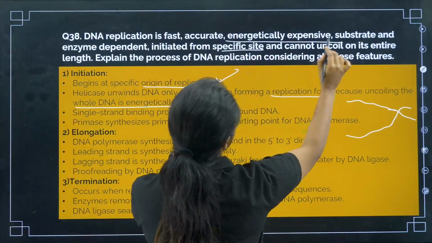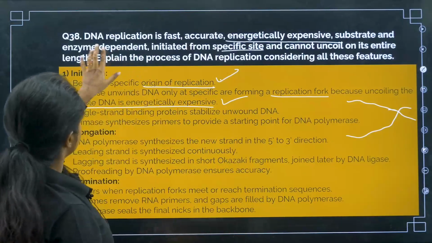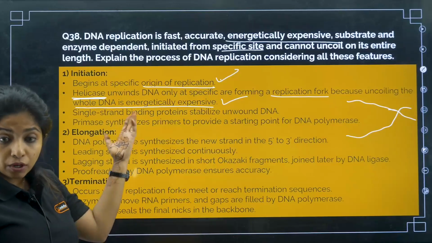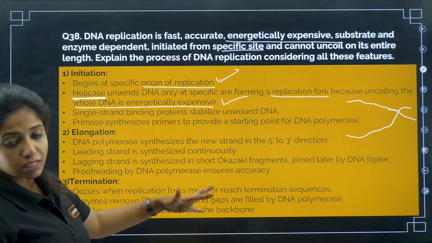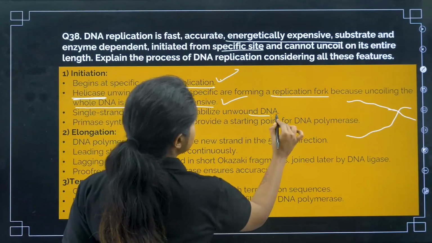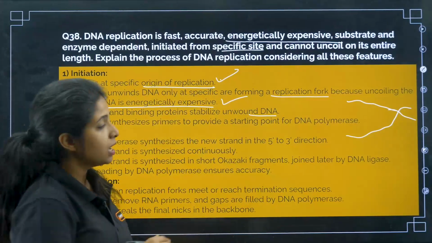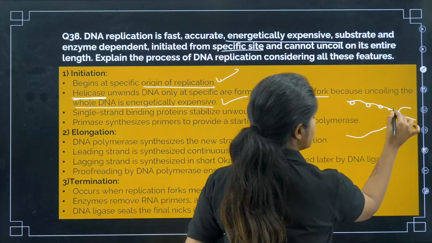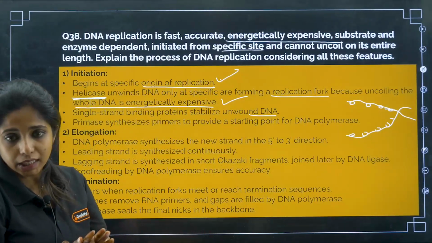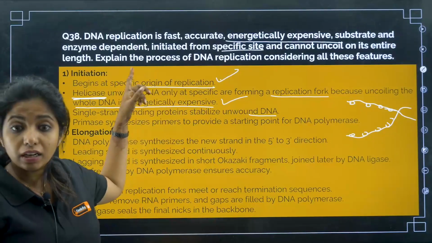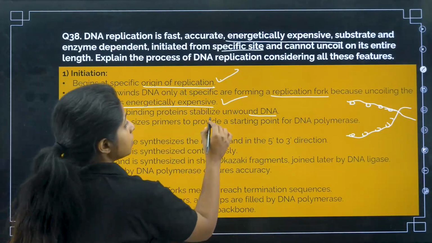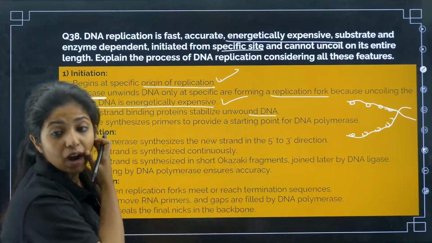Now as mentioned over here, it is energetically expensive, and also it is substrate and enzyme dependent. So isn't this enzyme dependent? It is dependent on helicase, right? Now you will see still more enzymes. Single strand binding proteins stabilize unwound DNA. So basically proteins will come and bind over them such that the strands cannot bind to each other again. You get it? And this is why it is said to be substrate dependent also. So single strand binding proteins are substrates which are going to stabilize the unwound DNA.